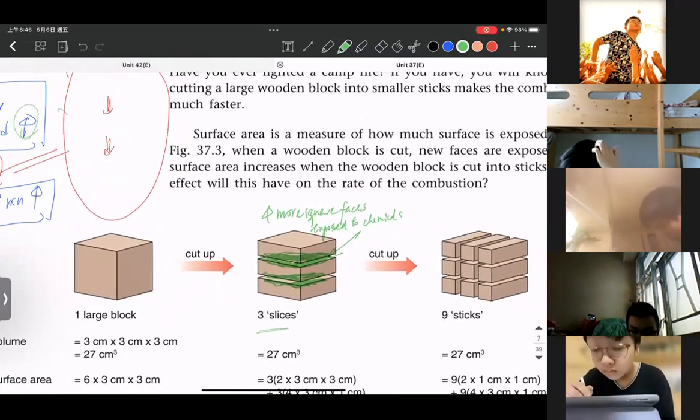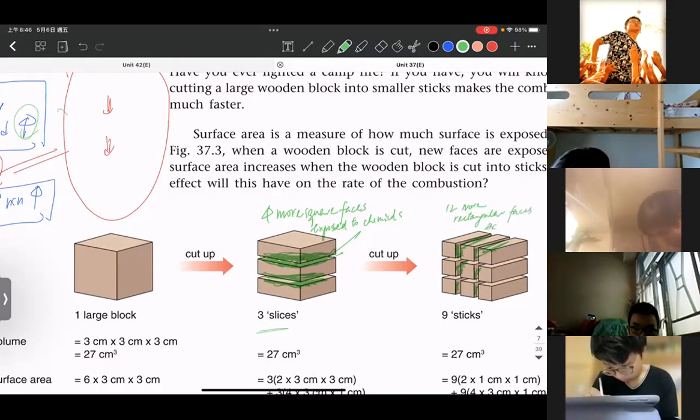So you may see that if you want to chop it more from 3 slices to 9 sticks, the surface area that we may find is more on here, right? So you may find it here. So we have got this all together. For one layer, we have got 4 rectangles, right? While we have got 3, we have got 12 more rectangular faces exposed. Can you get a point?